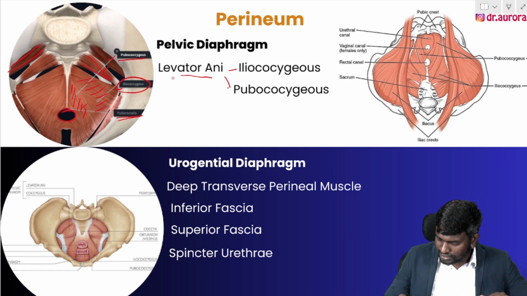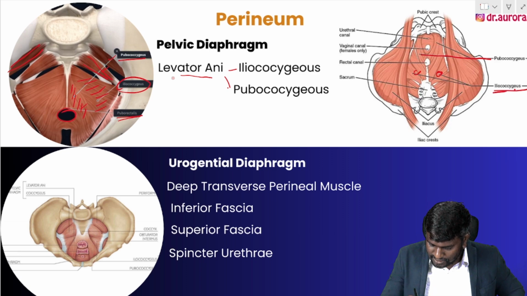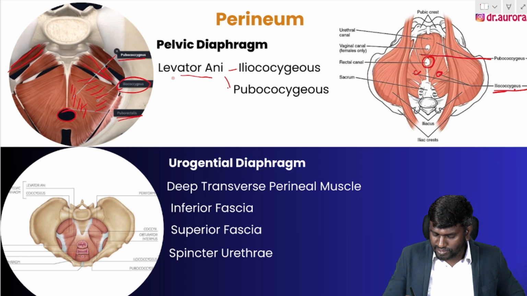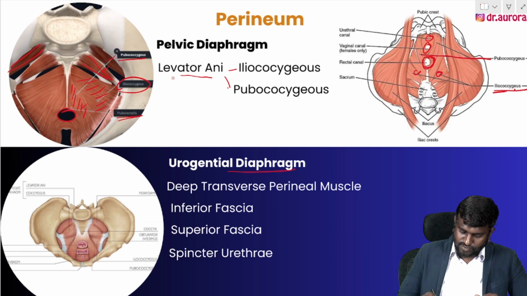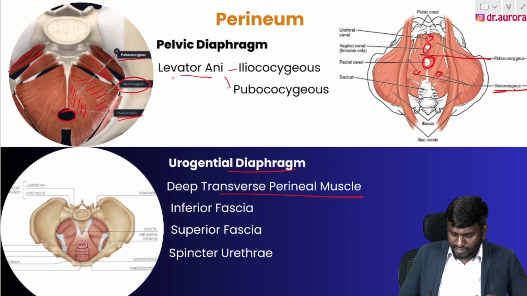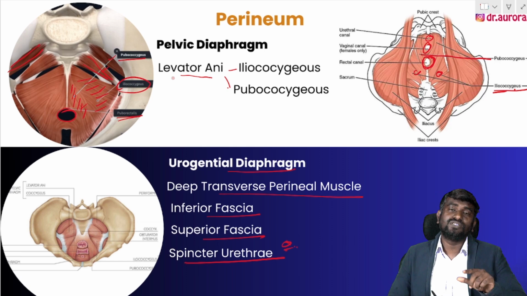Now look at the image once again here. This muscle right over here is going to be the pubococcygeus. These ones are going to be the iliococcygeus. And then you are also going to focus on the rectal canal, where you will see the puborectalis. In female, you have 3 openings, which include the urethral opening, vaginal opening, and also the rectal canal. Now, urogenital diaphragm, please remember the deep transverse perineal muscles, inferior fascia, superior fascia, and the sphincter urethrae. These are the important ones for the urogenital diaphragm.